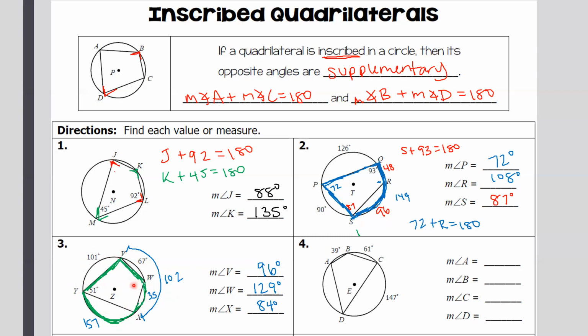First thing, Y and W, those are opposite angles in my inscribed quadrilateral. So if I do 180 minus 51, that tells me angle W is 129 degrees. Then I try to find angle V.